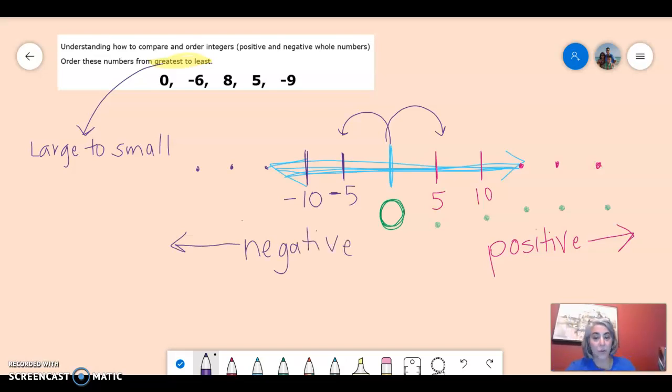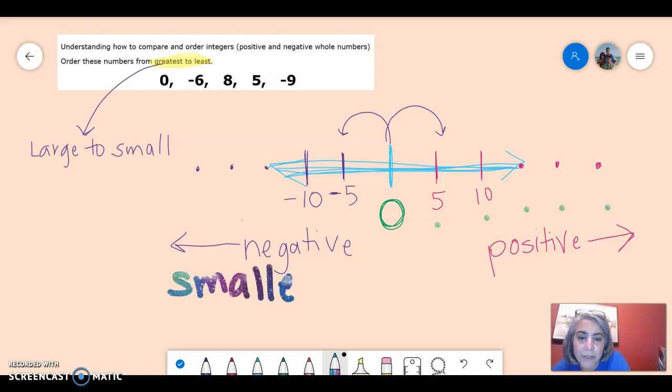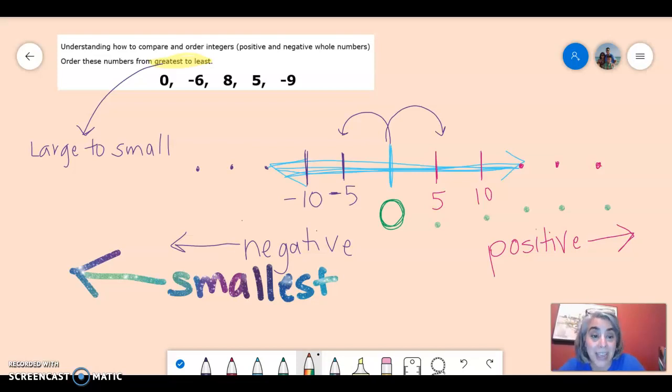And something that you're going to have to remember in using your number line is this. These are the smaller numbers on the left. These are our absolute smallest numbers. The further left you go, the smaller you go. And our numbers on the right side are the bigger numbers, okay? These are the bigger numbers. So keep in mind that all positive numbers will always be bigger than negative numbers.